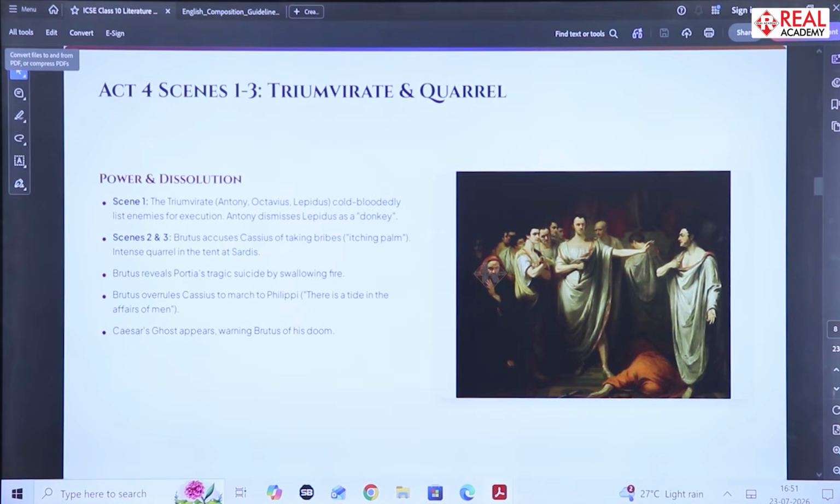Gradually, both men calm down and realize that their anger has been caused by stress and grief. They forgive each other and reconcile, strengthening their friendship once again.